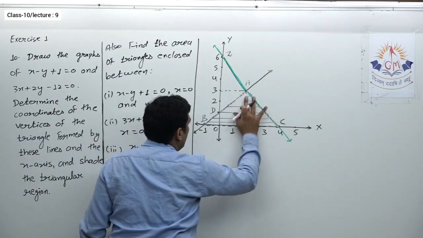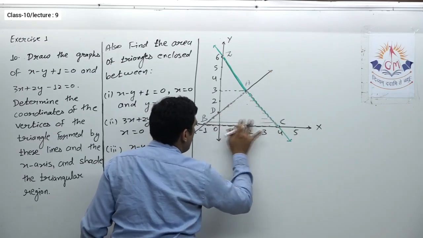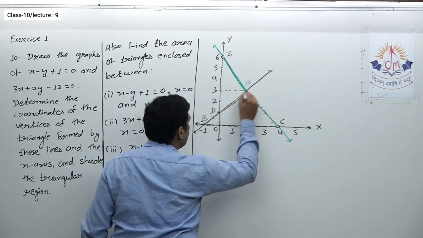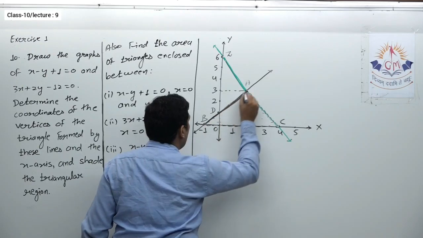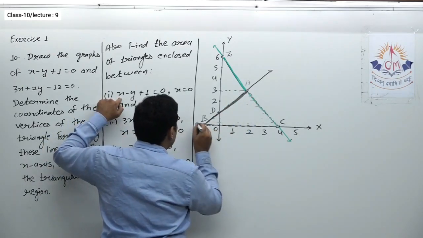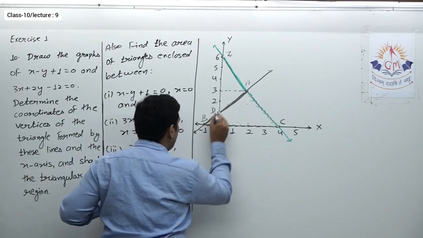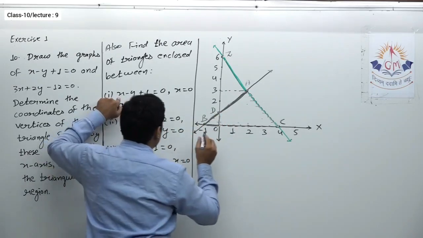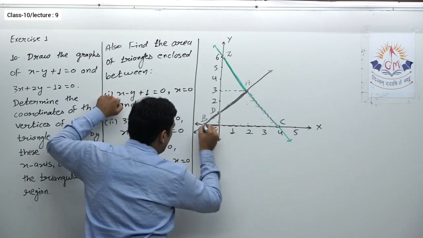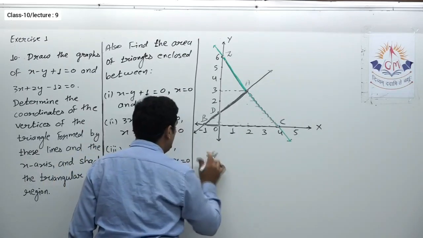So this time, first of all, let me remove this. Okay, so this is the first equation. So the triangle enclosed between the first equation and x equal to 0 and y equal to 0, that means this is the required triangle. It is enclosed between the first equation, that is x minus y plus 1 equal to 0, and x equal to 0, that is the y axis, and y equal to 0, that is the x axis. So that is triangle BOD.